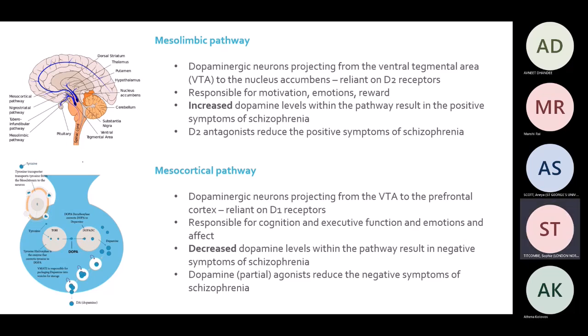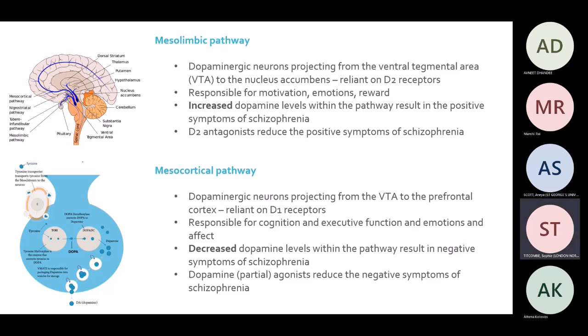So in the mesolimbic pathway, we have our dopaminergic neurons, which are originating in the ventral tegmental area, and they're projecting to the nucleus accumbens. This pathway is reliant upon our dopamine 2 receptors, and it's responsible for motivation, emotions, and reward. We know that schizophrenia is caused by an imbalance of dopamine, and in the mesolimbic pathway in schizophrenia, we see increased dopamine levels, and it's these increased dopamine levels that result in the positive symptoms of schizophrenia. Because this pathway is reliant upon our dopamine 2 receptors, when we use our dopamine 2 antagonists, we reduce the positive symptoms of schizophrenia, as we're reducing the amount of dopamine firing in that pathway that's causing the patient's positive symptoms.